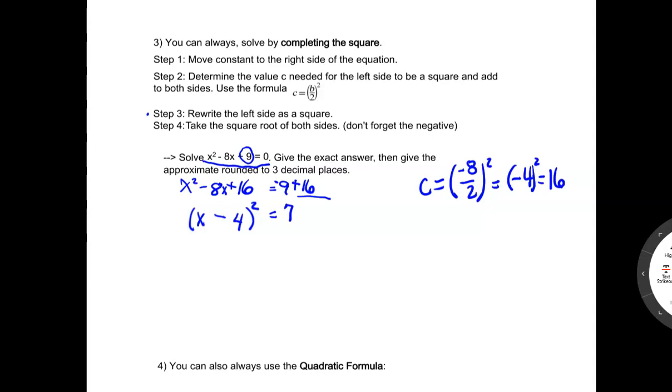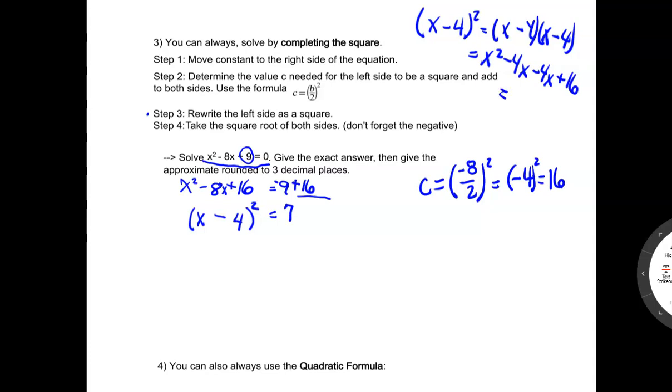So let's just check that. I'm going to do this up at the top of the page. I'm going to check that x minus 4 squared is equal to what we want it to be. So x minus 4 squared means x minus 4 times x minus 4. So we have a FOIL. First times first is x squared. Outside is x times negative 4, or negative 4x. Inside is also negative 4x, and last times last is negative 4 times negative 4, which is 16.